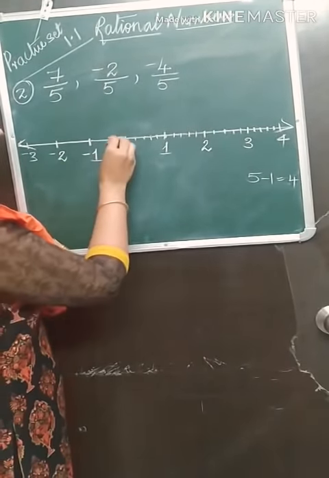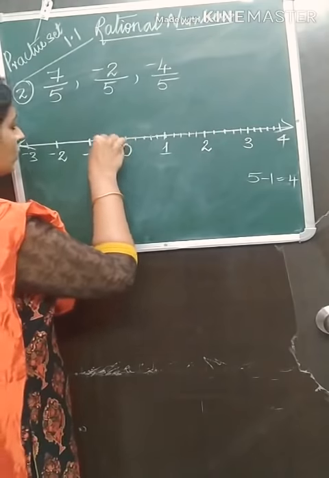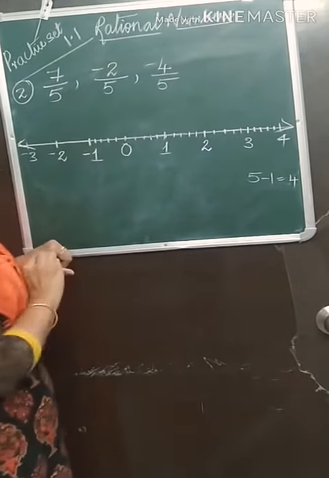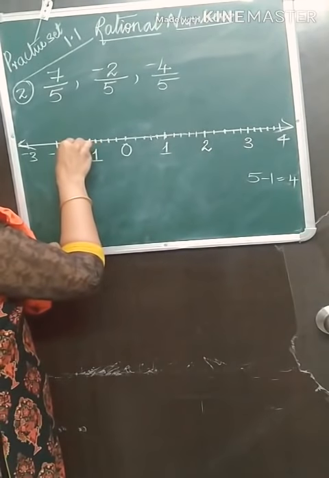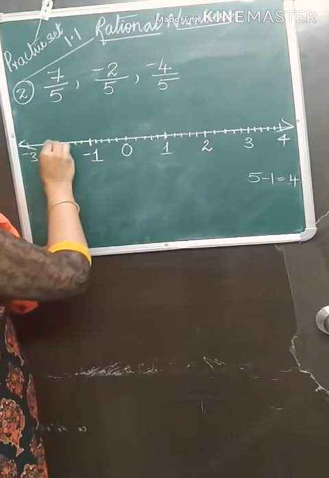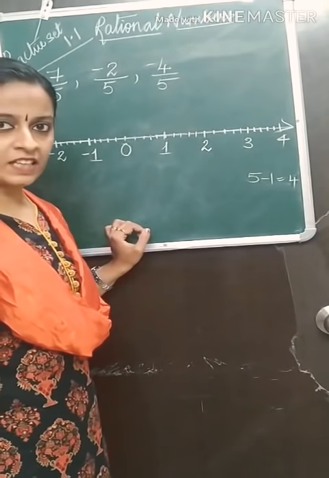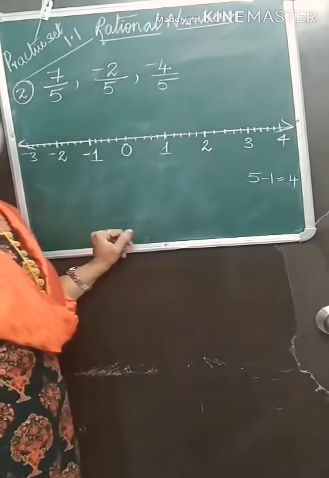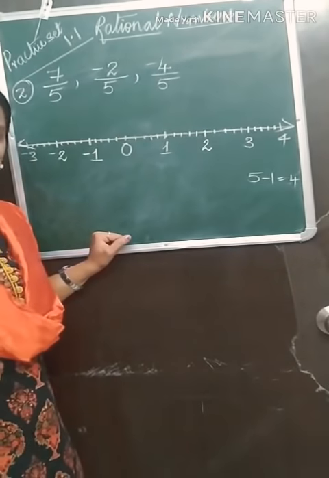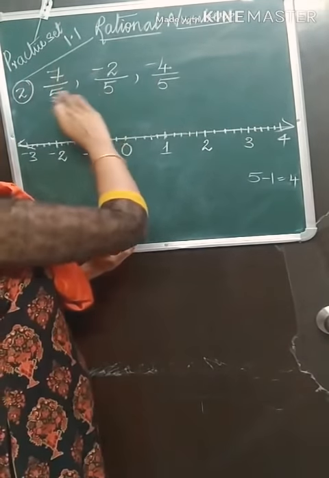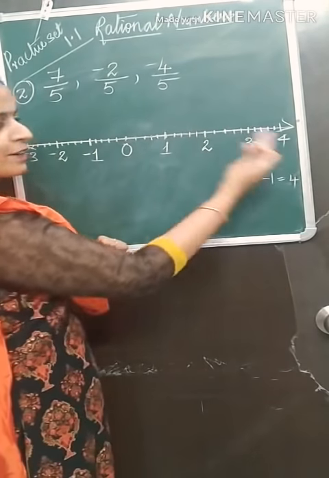0 to minus 1 will put 4 dots. 1, 2, 3, 4. Same for the next intervals. Over till here. Now you will take the first number. First number is 7 upon 5. 7 upon 5 is a positive number. So it will come on right side of 0.